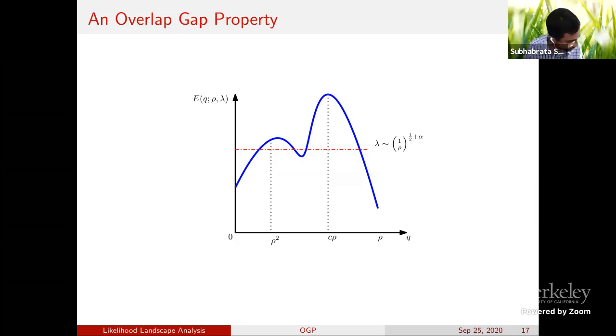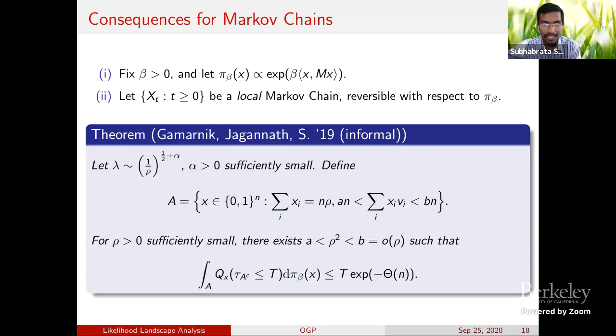As a formal consequence of our results, what we can prove is that a simple family of local Markov chains will not be able to perform approximate recovery in this regime of signal to noise ratio.